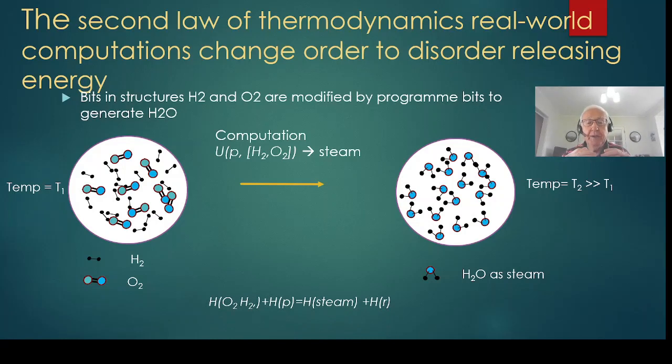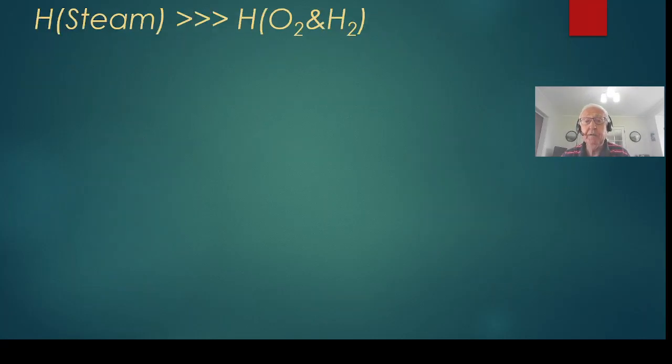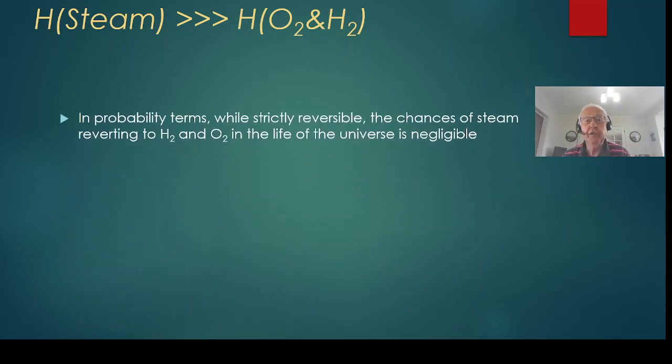The algorithmic entropy H of the hydrogen and oxygen at the start, plus the bits in the program that generates the steam, is equal to the bits in the final state of steam plus a small residual number of bits to ensure reversibility. So this means the algorithmic entropy of the steam is very much greater than that of the water and the hydrogen at the start.